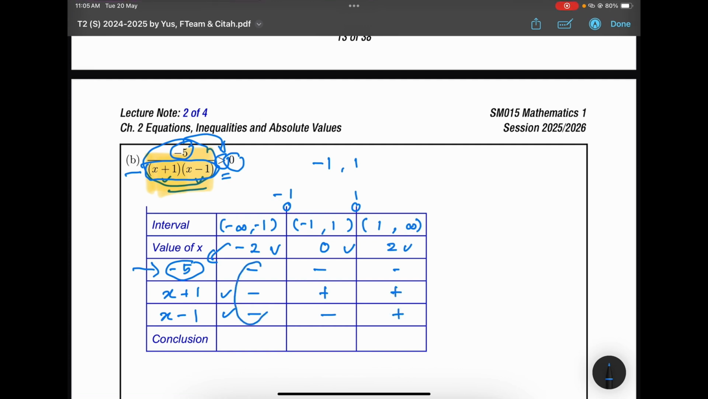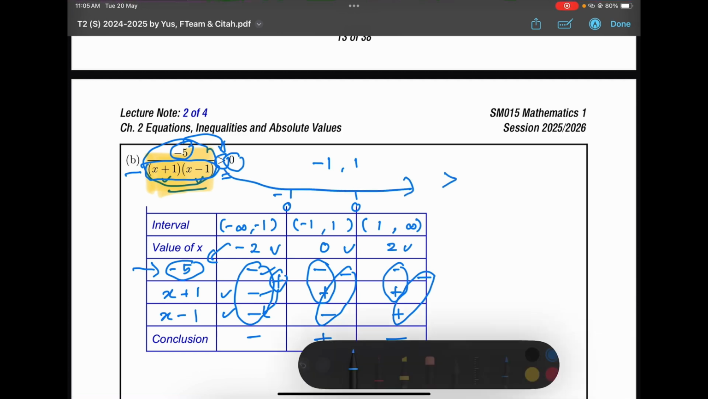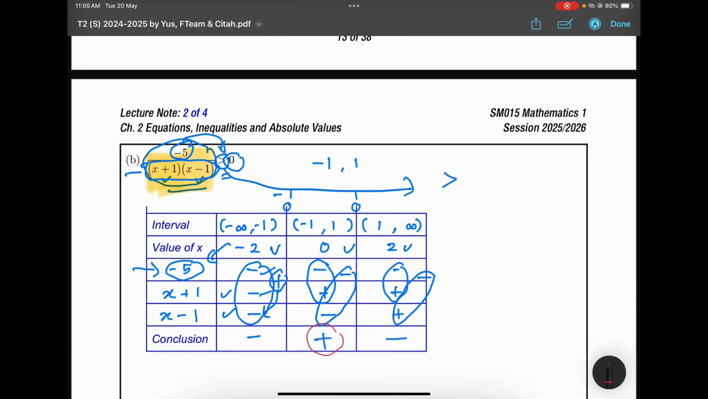So kat sini nampak tak you ada 3 kali negatif. So negatif bertemu negatif akan become positif. Positif bertemu dengan negatif ni akan jadi negatif je lah. So ni negatif bertemu positif will become negatif. Negatif bertemu negatif akan jadi positif. Negatif positif, negatif, negatif positif akan jadi negatif. So because of the sign here adalah lebih besar, kita nak something bigger, so we need to choose the positive one lah. Okay, so there is only one interval yang memberi you positive.